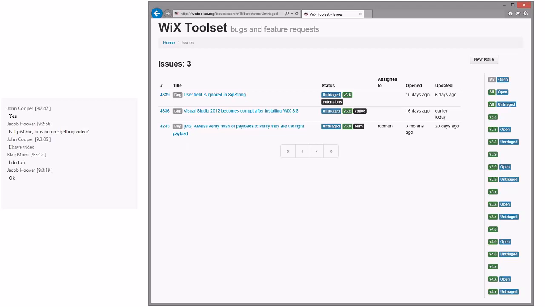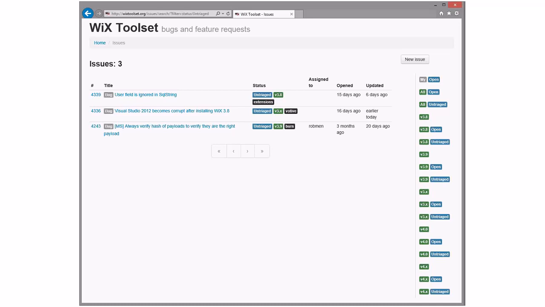All right. Now, the next bug, Visual Studio 2012 becomes corrupt after installing Wix 3.8. I'm pretty sure that we just needed more information on that, right? Because we're like, yeah, you have extensions. They're probably crashing Votive because some extensions do that to Votive. True? I don't know.